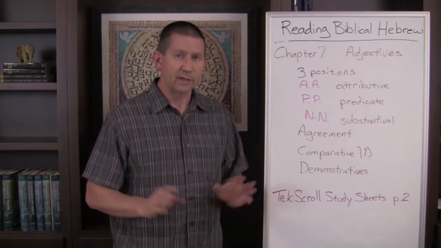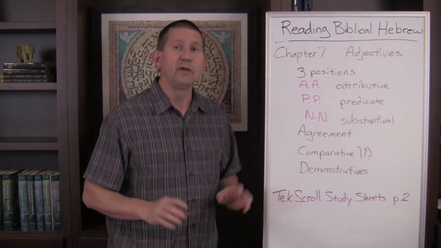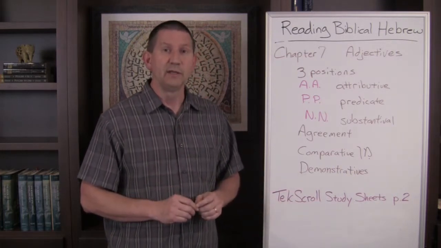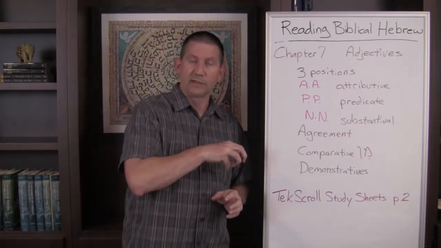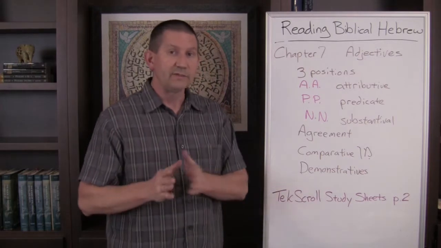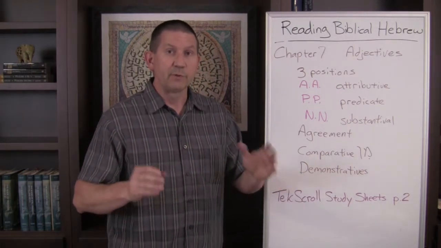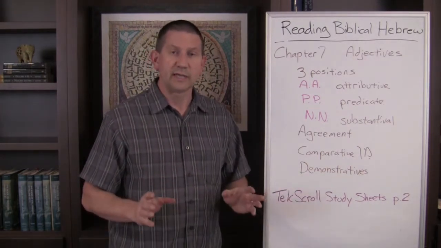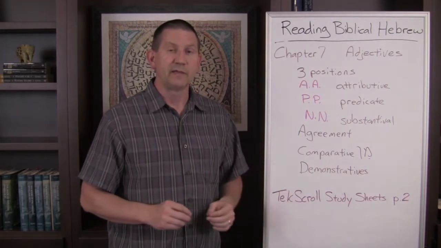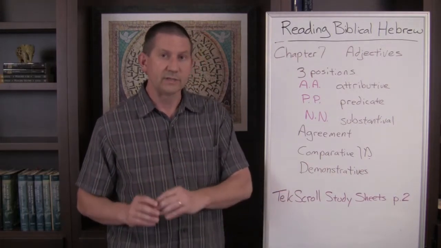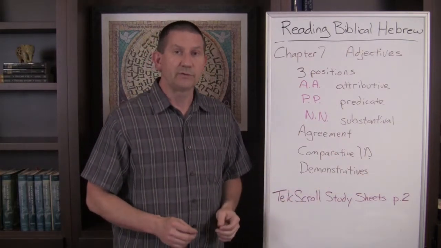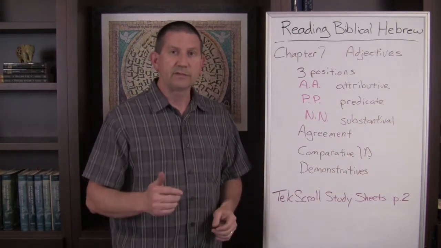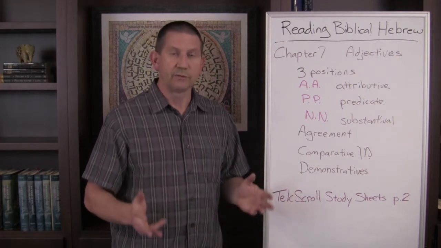A couple other things that we're picking up in this chapter are the comparative use of min. Now we've learned min as from, like there that is, and we take it away from there. And that's separation of space. But min can also indicate separation of degree, the idea of this is more than that. We'll also pick up the demonstrative pronouns. This, that, these, and those.